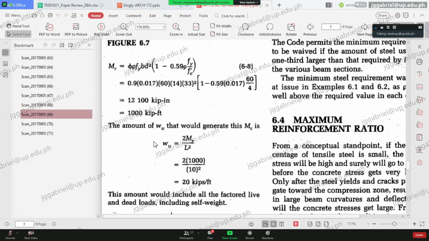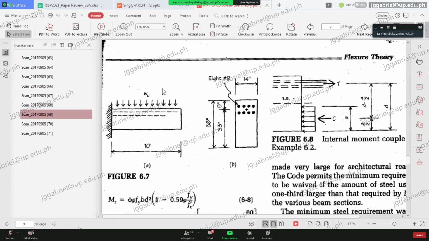So plug those in. You know the length, that's 10 squared. We've said that this is the maximum moment that it can carry, so plug that in. That's 1,000 there. So your WU then would be 20 kips per foot. This is the maximum uniform distributed load that your cantilevered beam can carry. Yeah, this is your WU.